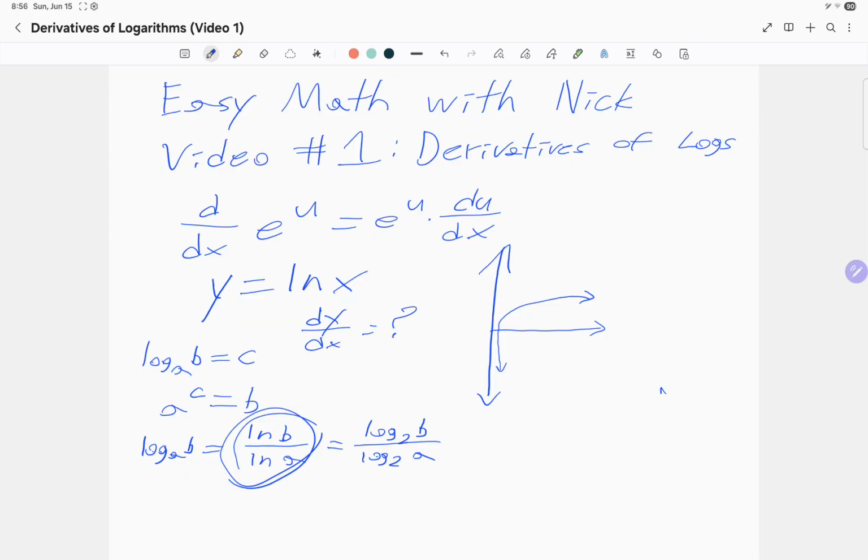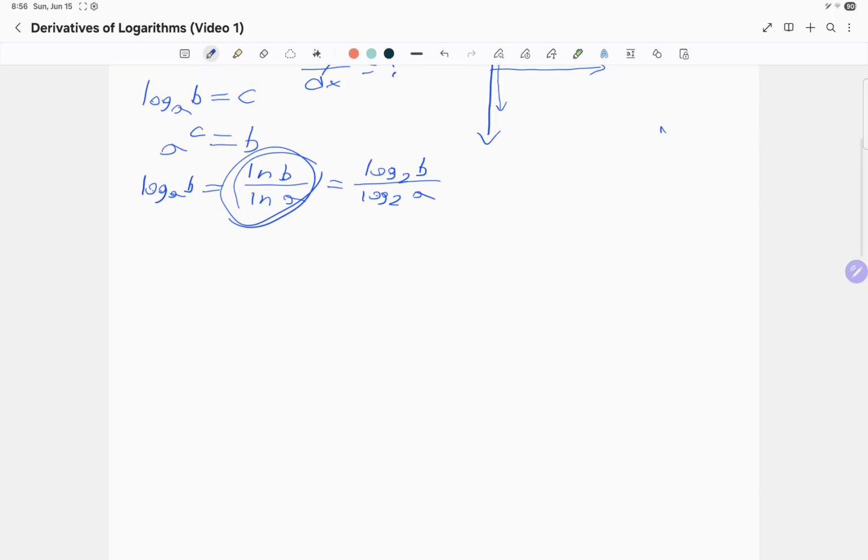So let's get started. If we have y equals ln of x, this can also be written, you don't see it written like this, as log base e of x. So if we do that little arrow notation there, we'll have e to the y equals x.